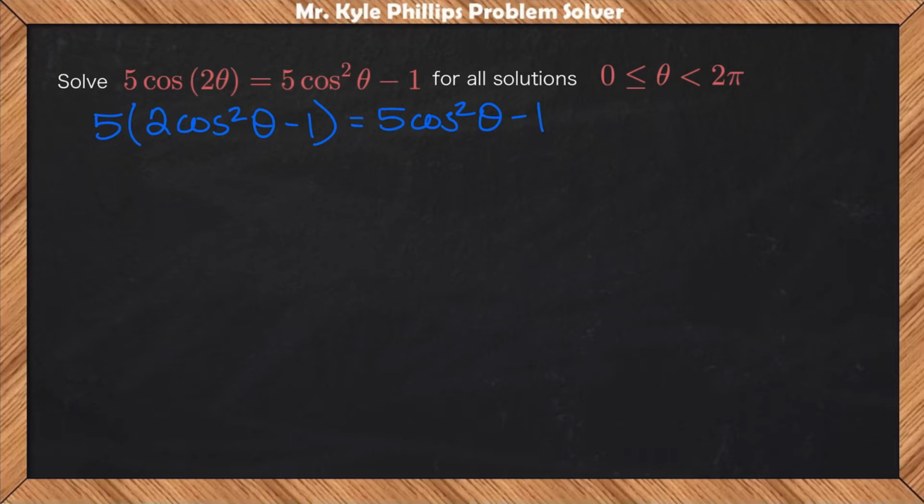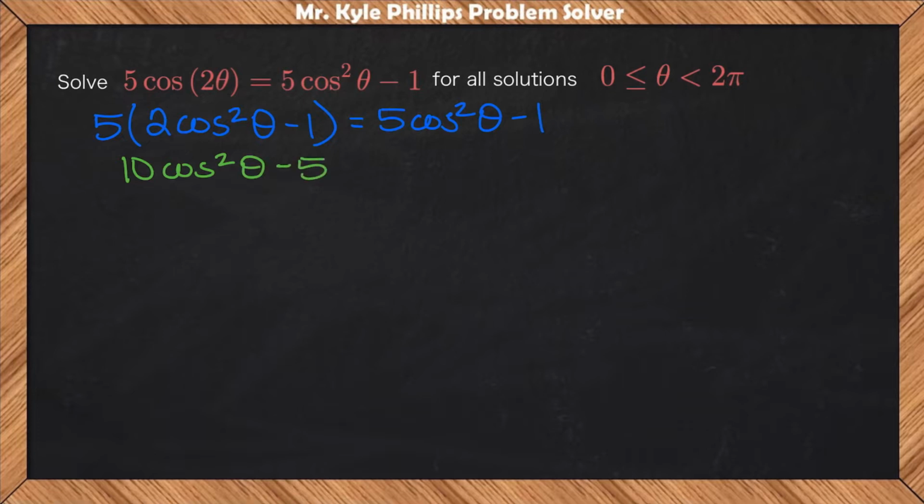Now, this is going to be solved just like a basic algebra problem. I'm going to distribute the 5 to both terms. So 5 times 2 is 10, and 5 times negative 1 is negative 5. Here's my 5 cosine squared theta minus 1. And now I'll move this binomial over here. So 10 minus 5 gives me 5 cosine squared, and negative 5 plus 1 is going to give me negative 4. And now I'll solve. I'll move the 4 over and divide by 5.